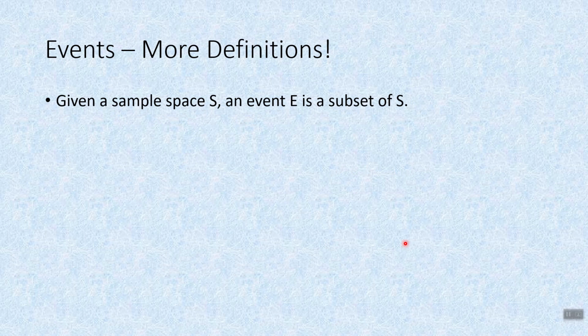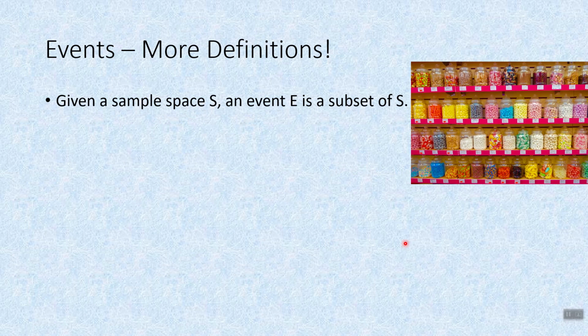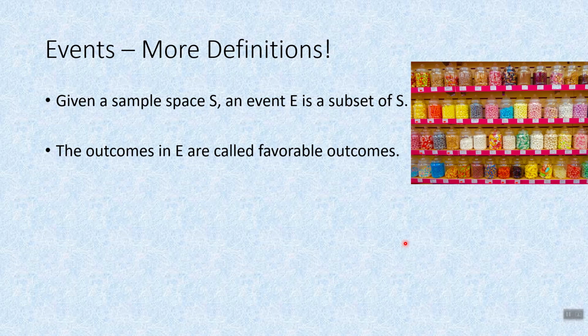So given a sample space S, an event E is a subset of S. So let's take a look at this candy shop. Our sample space is the set of all jars in this candy store. And my event E, I'm going to blindfold myself and touch a jar, and event E is the event that there are yellow candies in the jar. The outcomes in E are called the favorable outcomes because I really like yellow candies, especially if they're lemon flavored. And a lot of times they are. Lemon, banana, pineapple, you know.